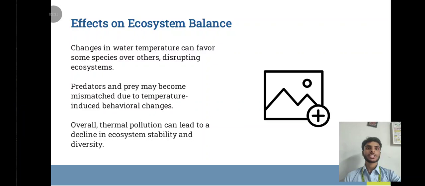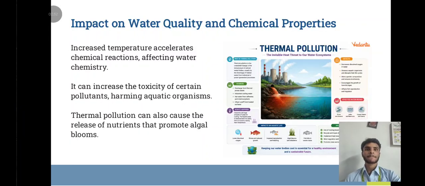Effects on ecosystem balance. Changes in water temperature can favor some species over others, disrupting ecosystems. Predators and prey may become mismatched due to temperature-induced behavioral changes. Overall, thermal pollution can lead to a decline in ecosystem stability and diversity.